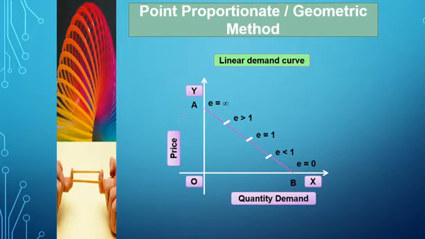Let us assume that AB is a demand curve and its length is 8 centimeters. The total length of the AB demand curve is 8 centimeters.